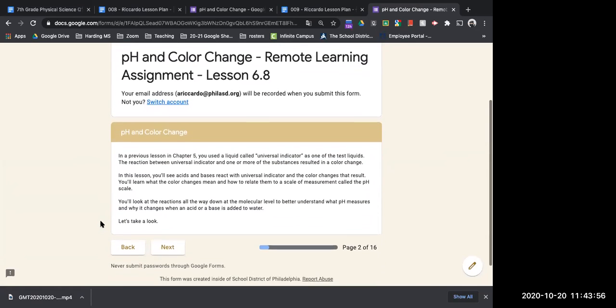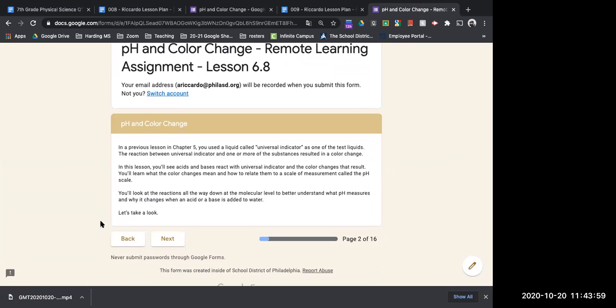All right. So pH and color change. Previous lesson in chapter 5, of which we haven't done yet. There's one called the universal indicator as a test liquid. The reaction between a universal indicator and one or more substances results in a color change. In this lesson, you'll see how acids and bases react with universal indicator and the color changes that result. You'll learn what the color changes mean and how to relate them to a scale of measurement called the pH scale. You'll look at the reactions all the way down to the molecular level to better understand what pH measures and why it changes when an acid or a base is added to water. So let's rock this joint.